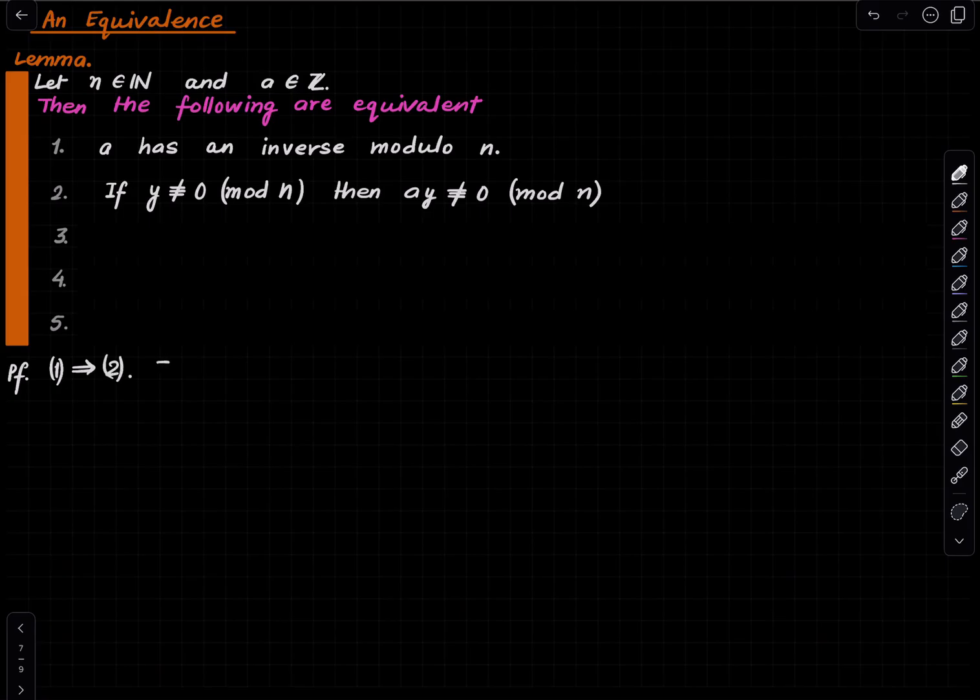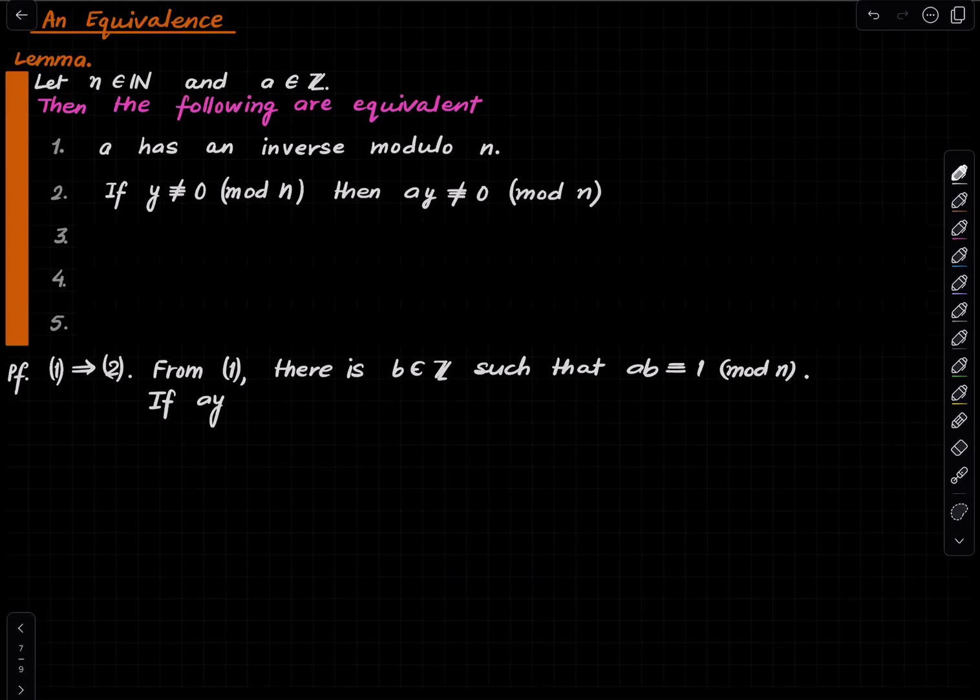So from 1 there is an inverse. So from 1 there is some integer b such that ab is congruent to 1 mod n.